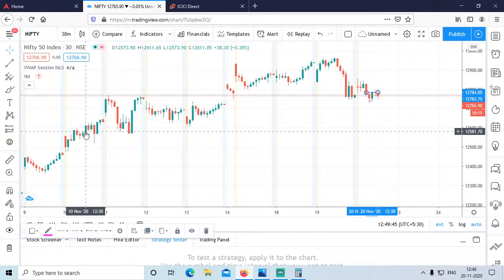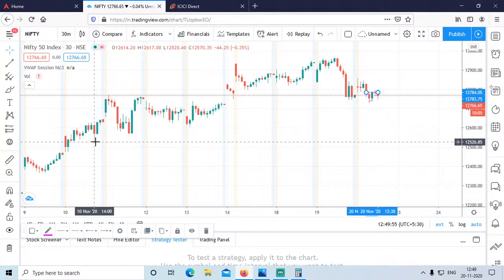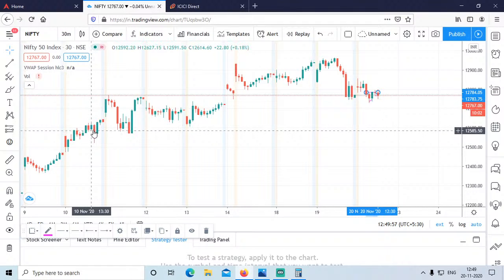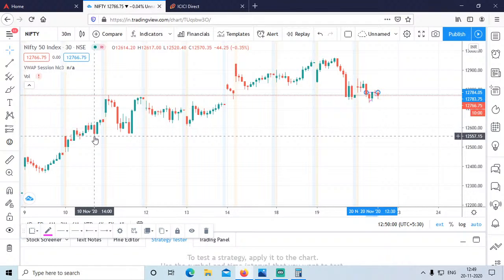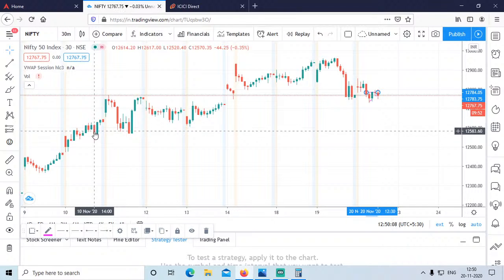And after that it is good till 1:30. It is good only. Around 2 o'clock there was a heavy crash. Maybe you would have got hit by this 2 o'clock crash. So till 1:30 you should be in a profit, and after 2 o'clock you may be getting the loss, right?